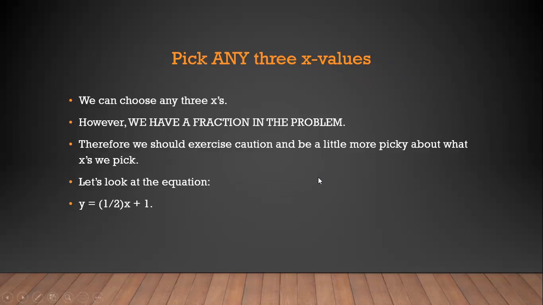Now, remember, we can pick any 3 x's we want. We can pick 120 million. We can pick the square root of 47. We can pick negative 3.578. But we don't want to do that because those are terrible numbers, and we don't want terrible numbers. And we have a second problem. We have a fraction in the problem, and we don't want a fraction in the problem. But there it is. Therefore, we should exercise caution and be a little more picky about what numbers we pick. So let's look at the equation. y equals 1/2 x plus 1.